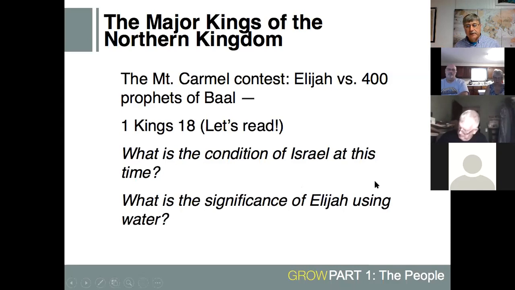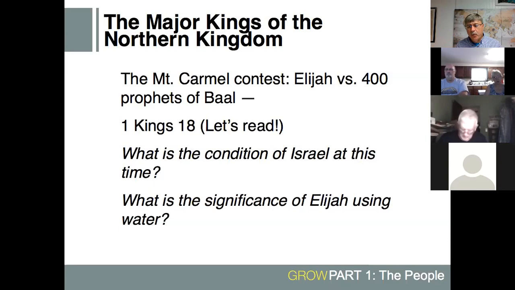So what was the significance of Elijah using water? The story is, if you remember, he took the altar and the sacrifice and he covered it all with water, so that there was actually standing water, that when the fire came down from heaven and consumed the sacrifice, it also consumed all the water. He put hundreds of gallons of water all on that sacrifice, and God came through for Elijah when he called out for him.